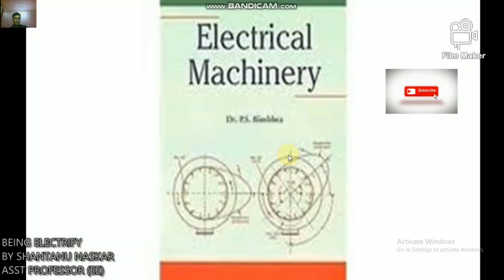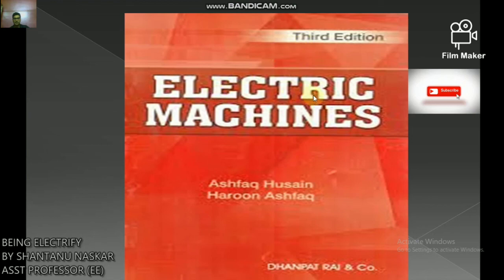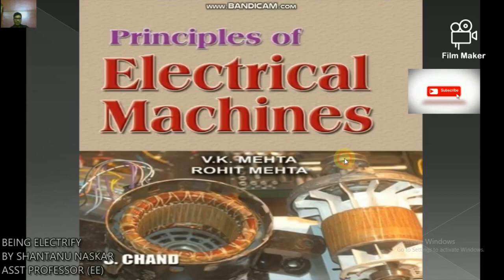Here are some reference books for this lecture. Electrical Machinery by Dr. P.S. Bimbhra, this is a very good book. And Electrical Machine by Ashfaq Hussain and Harun Ashfaq, this is also a very compact book. And Principles of Electrical Machines by V.K. Mehta and Rohit Mehta, this is a very simple and good book.